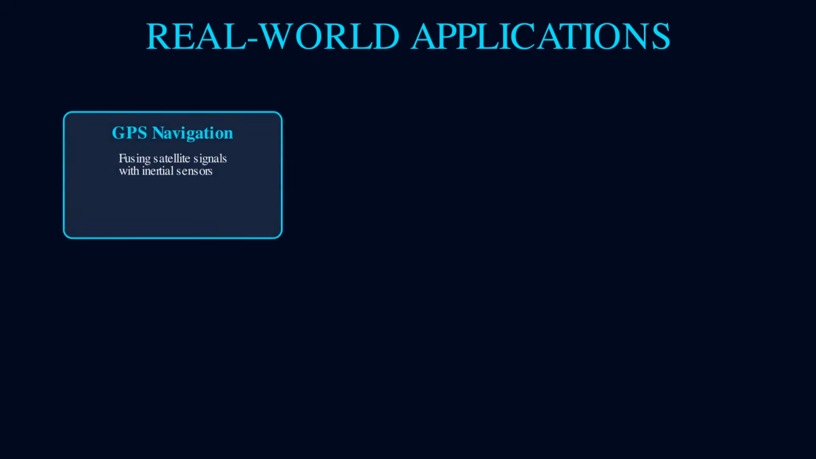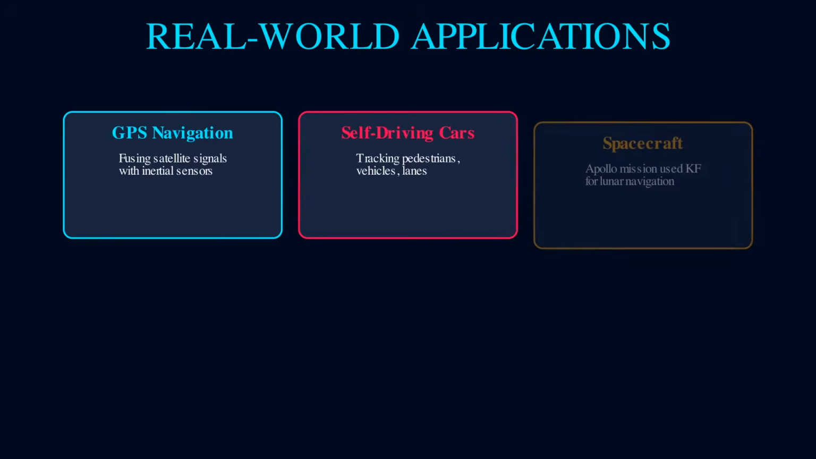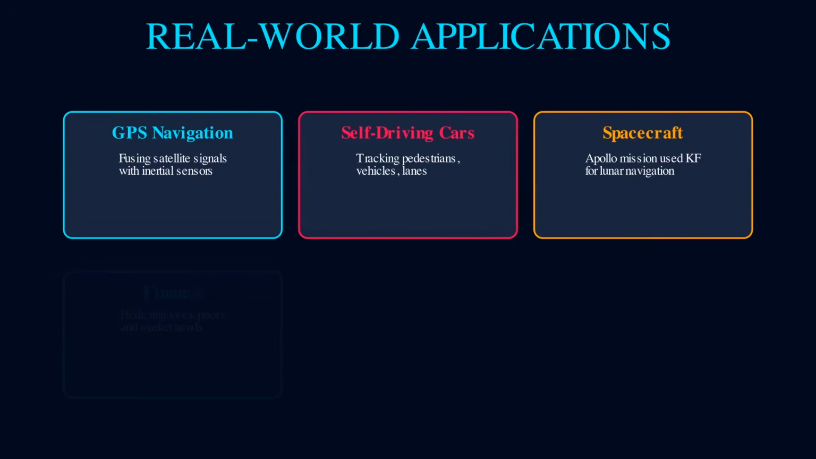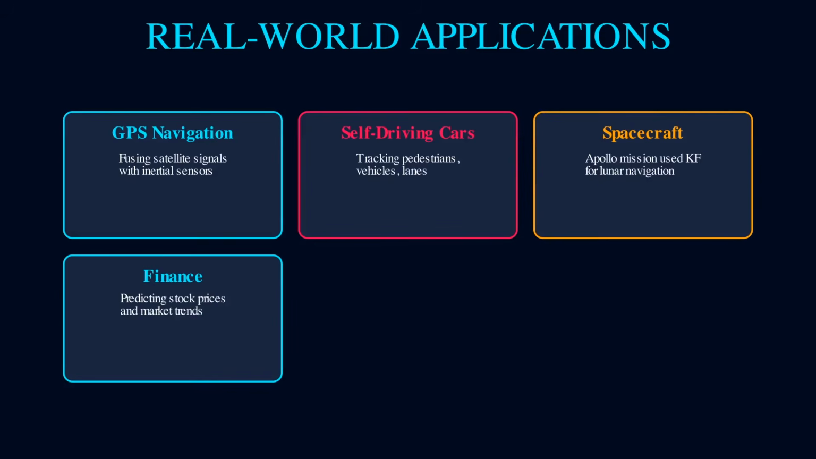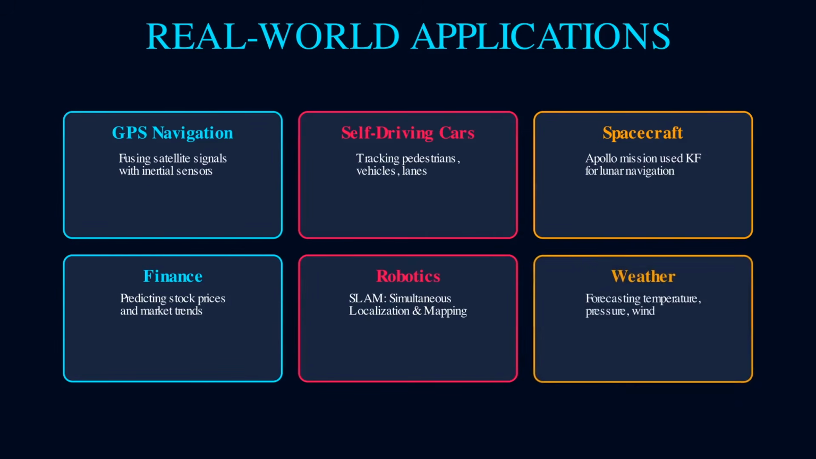The Kalman filter is everywhere in the real world. GPS navigation fuses satellite signals with inertial sensors to give you a smooth location. Self-driving cars use it to track pedestrians, vehicles, and lane markings. The Apollo spacecraft relied on the Kalman filter for lunar navigation. In finance, it helps predict stock prices and market trends. Robotics uses it for simultaneous localization and mapping, known as SLAM. And weather forecasting depends on it to predict temperature, pressure, and wind patterns. From your phone to outer space, the Kalman filter is working behind the scenes.